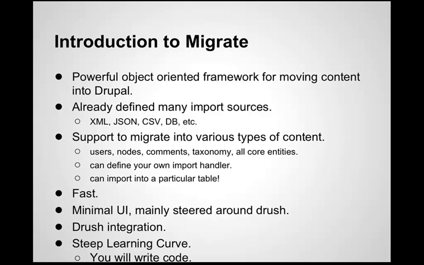From the core Migrate module, it imports into all of the core entities that are in Drupal core, so users, nodes, comments, taxonomy, all of that stuff is there. And with the Migrate Extras module, I believe you can import anything that's supported from the Entity API. Since more and more modules are moving towards using that module anyways, it really is becoming, you can migrate into any kind of entity. It is fast. It's very fast.